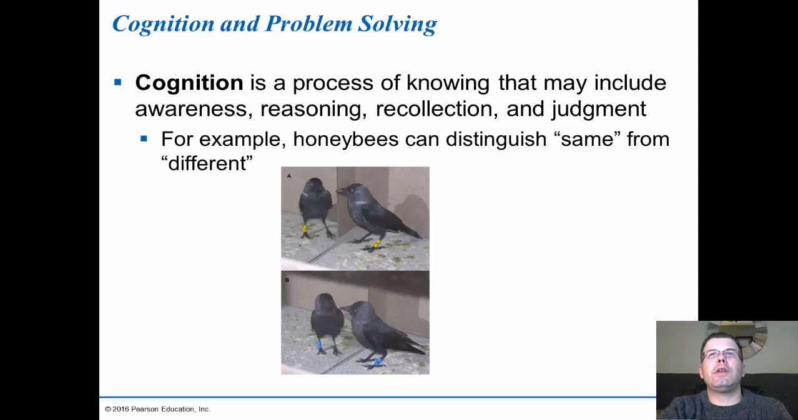Now, cognition is the process of knowing and may include awareness, reasoning, recollection, and judgment. And this is going to be another thing that we look at with the beta fish. Beta fish will respond even if it's a mirror. We'll do this in the class with the behavior. They can't recognize the difference between their own self and something else, whereas certain birds can, so that they can distinguish the same versus different.